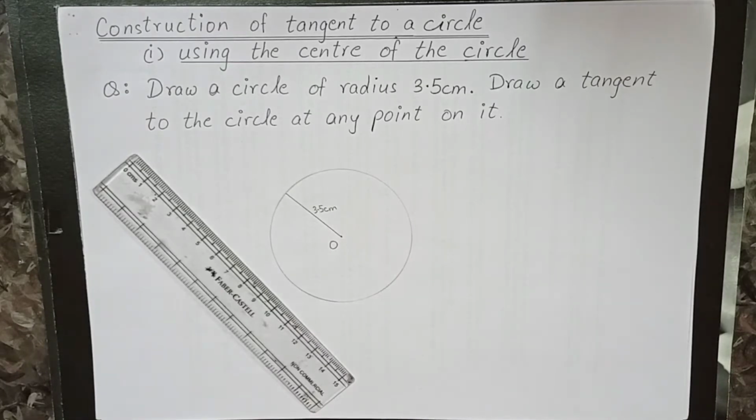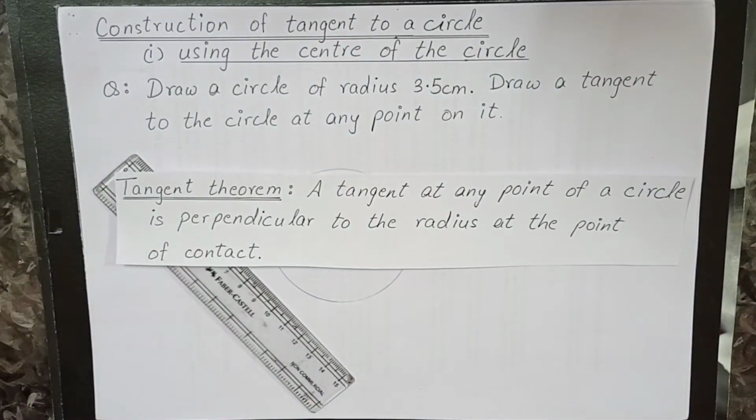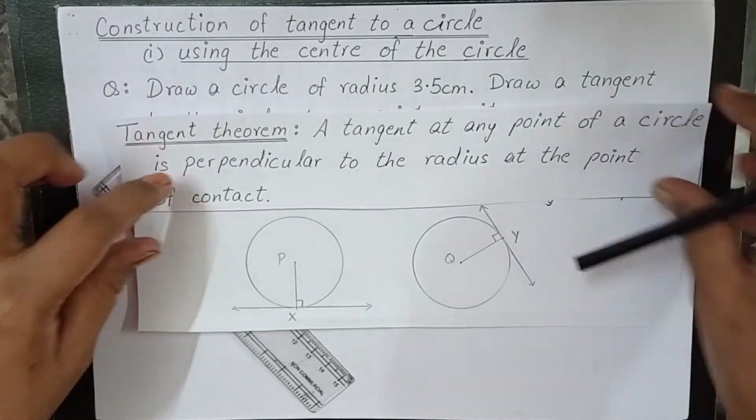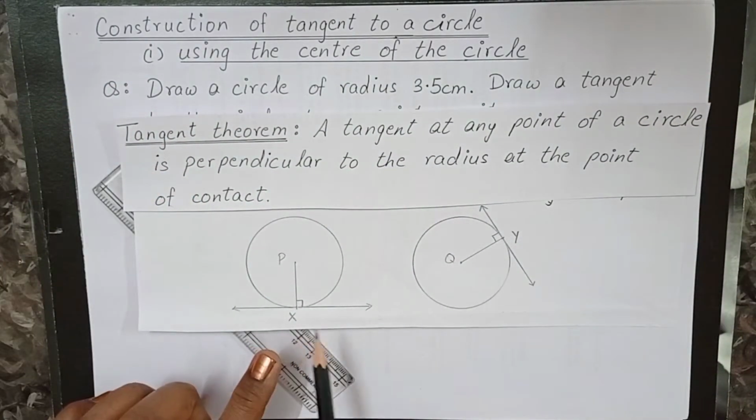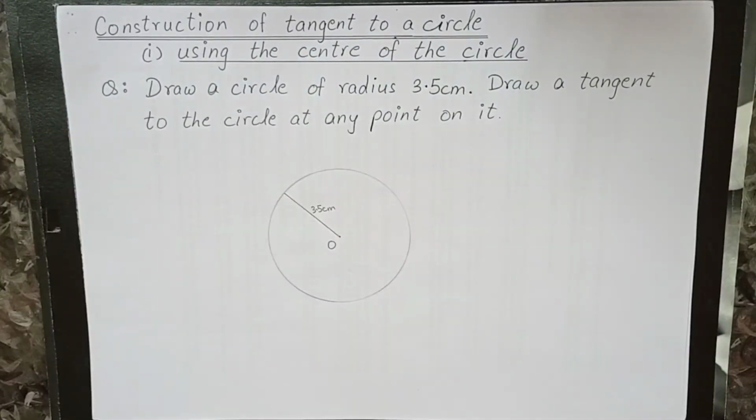For this, we have to use the tangent theorem. The tangent theorem says that a tangent at any point of a circle is perpendicular to the radius at the point of contact. Remember this one. We'll be using this concept, right? The tangent is perpendicular to the radius. So let us see how to draw this.